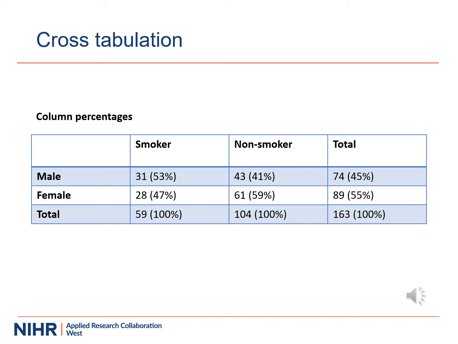Here we've chosen column percentages, so the totals in each column of smoker and non-smoker add up to 100%. The key information we're presenting in this table is that there are slightly more male smokers, 53%, than female smokers, 47%.